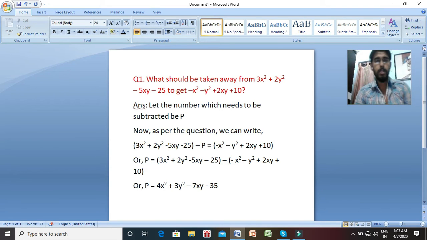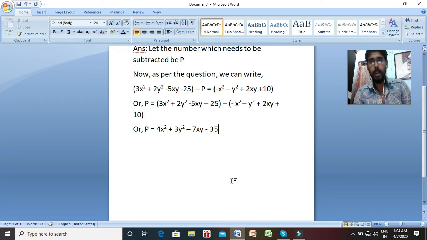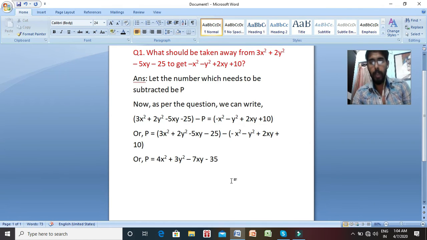So this is how we are getting p. So this is the answer to the first question. It is pretty much clear to you guys, and now let us move on to the next question.